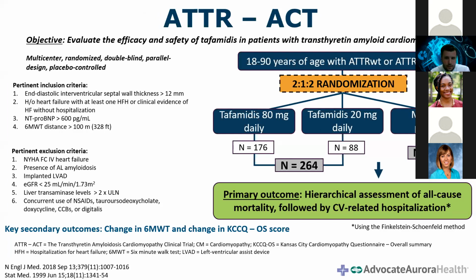Now, the primary outcome of this study was a hierarchical assessment of all-cause mortality, followed by cardiovascular-related hospitalization over the duration of 30 months between the pooled tafamidis group, so both doses, against placebo. Key secondary outcomes were change in the 6-minute walk distance and change in the Kansas City Cardiomyopathy Questionnaire overall summary score. Then after completion of the trial, patients were offered enrollment to continue in a long-term open-label extension study.